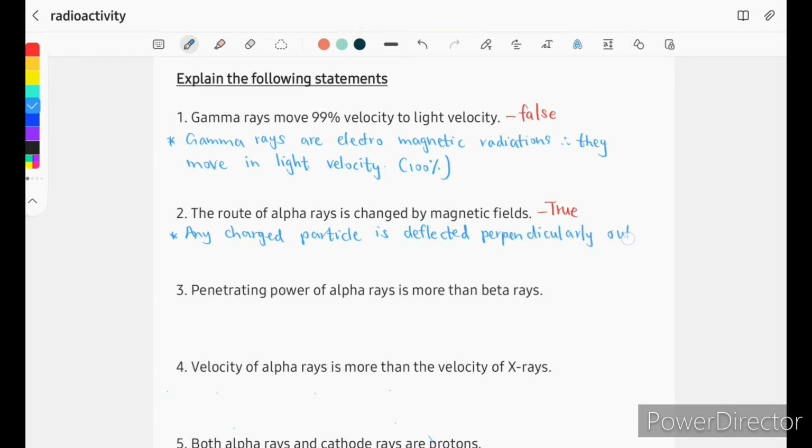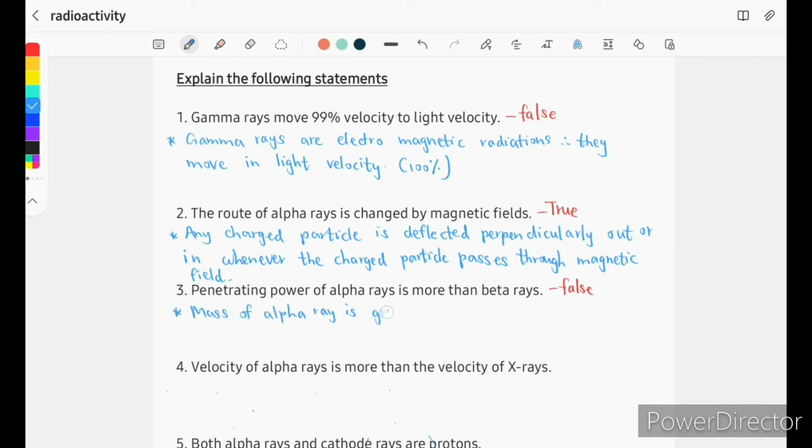Any charged particle is deflected perpendicularly out or in whenever the charged particle passes through a magnetic field. Third statement, penetrating power of alpha rays is more than beta rays. This statement is false. Mass of alpha ray is greater than beta ray. Therefore, penetration power of beta ray is greater than alpha ray.